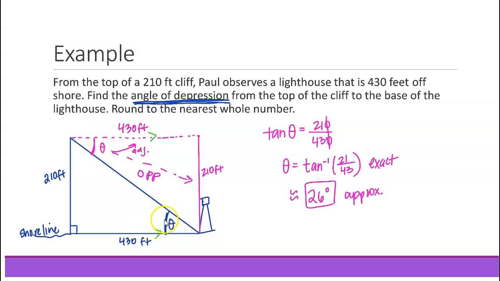So we could have thought about instead, okay, well, theta is inside the original right triangle, and we have its opposite side and its adjacent side, so that's why we were using tangent. So two different ways of thinking about finding that angle theta.